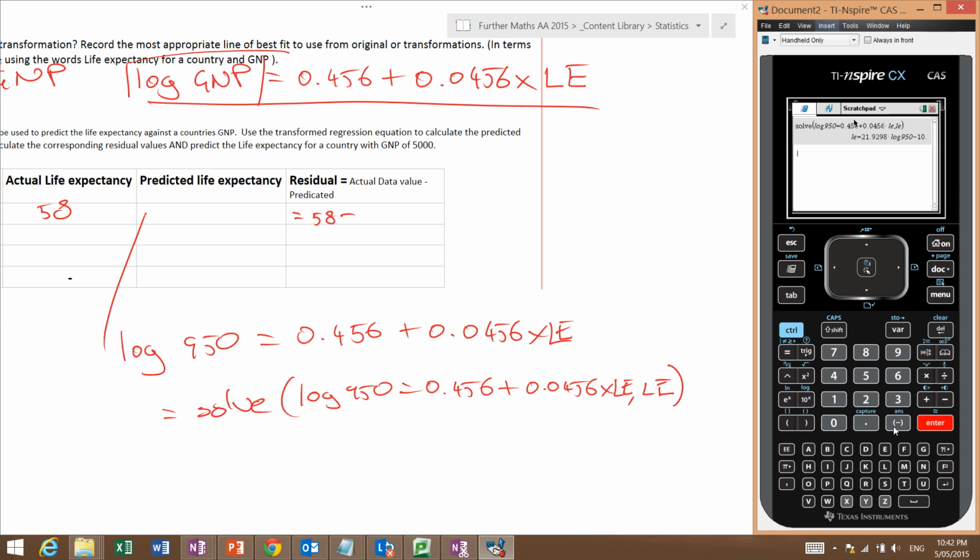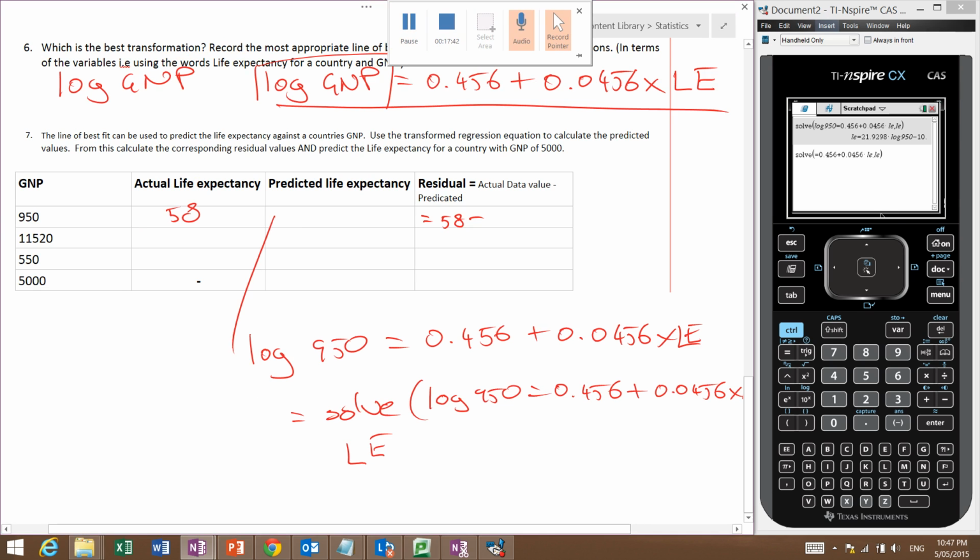Right, so we get a life expectancy of, in this case, LE. Oh, that looks a bit wrong. I think we might come back to that one. Okay, but you understand how to do the rest of it, and we'll come back to this in a moment.